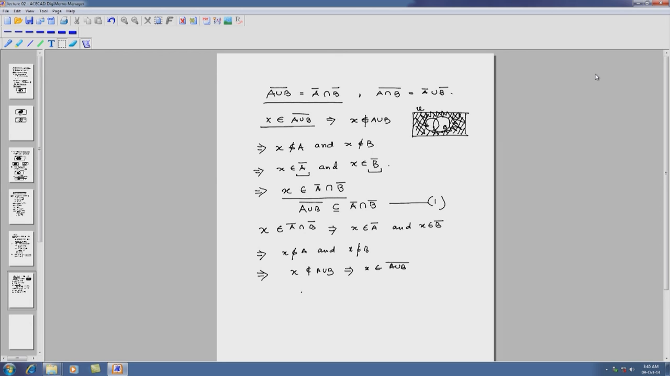Therefore, we can write that A complement intersection B complement is a subset of A union B complement. Let us denote this by 2. Now, here we see that we are considering two sets, one is A union B complement and the other is A complement intersection B complement, and we have proved that the set on the left hand side is a subset of the set on the right hand side, and the right hand side is a subset of the left hand side. Because of these two subset relations, we can safely say that these two sets are equal. And this is the first part of De Morgan's theorem.